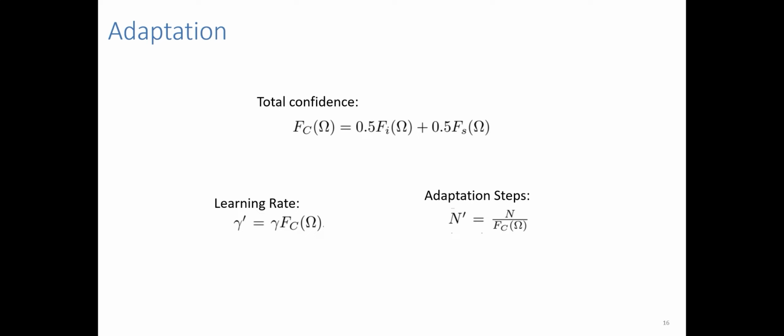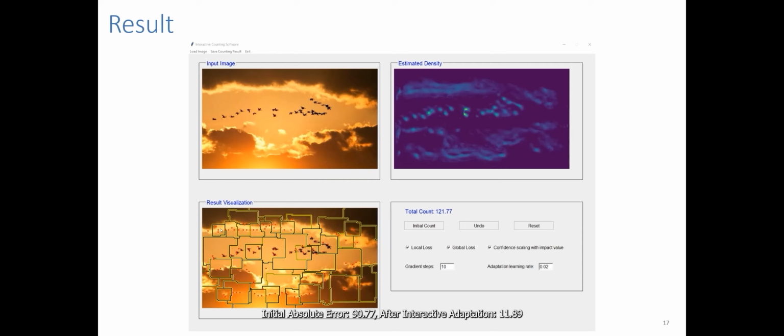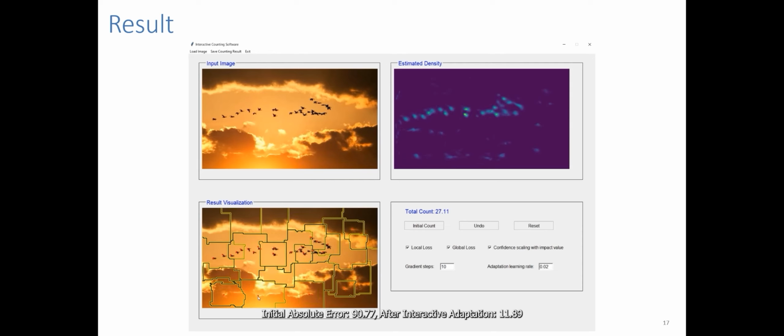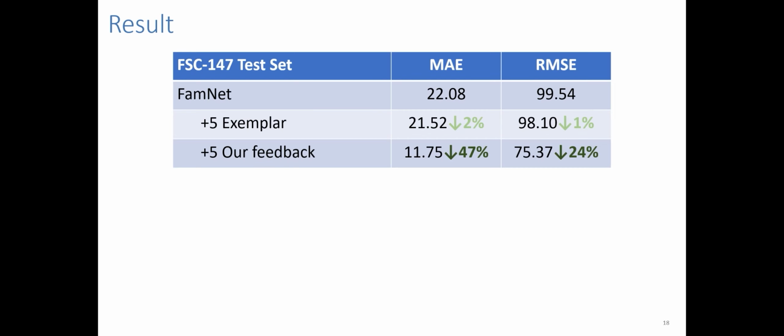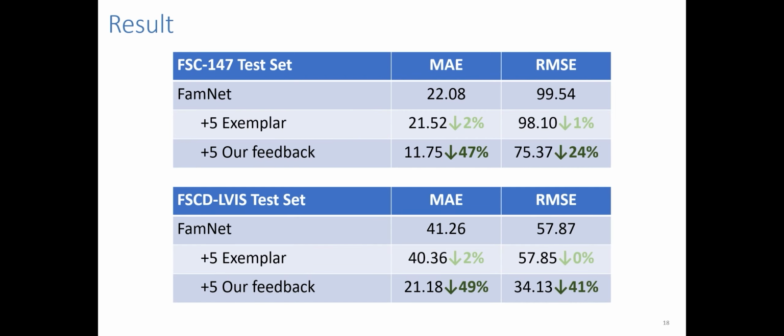Here's a quick demo of our framework, where just a few interactions significantly improve the visual counter's predictions. Each interaction only requires 2 clicks, the same as drawing a bounding box for a new exemplar object. Results on FSC 147 and FSC DLVIS demonstrate that our framework substantially enhances the performance of the visual counter. For more details, please refer to our paper.